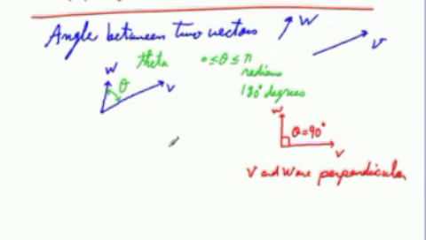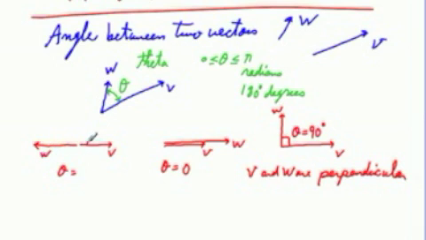What are the other extreme cases? If you had V like this and W like this, what do you think theta is supposed to be? 0. And if you have V like this and W like that, now the angle is a complete 180 degrees or pi radians. Okay, so that is what we mean by angle between vectors.